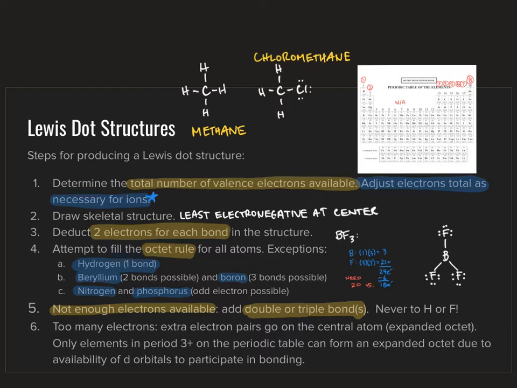Please remember never to make a double or triple bond to hydrogen, as it only can take 1 bond total, or in particular to fluorine, because fluorine is so electronegative, it does not do a good job sharing extra electrons with other atoms.